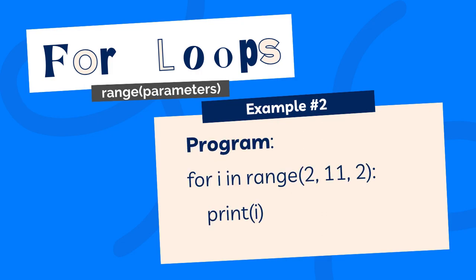Let's dive deeper into the second example. In this for loop, we are using the range function to generate a sequence of even numbers from 1 to 10. The range function takes 3 parameters: start, stop, and step. The parameter start is set to 2, the parameter stop is set to 11, and the parameter step is set to 2.